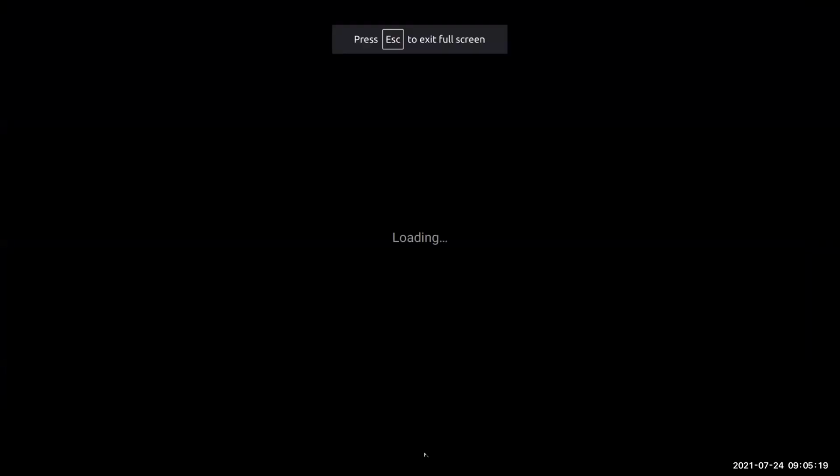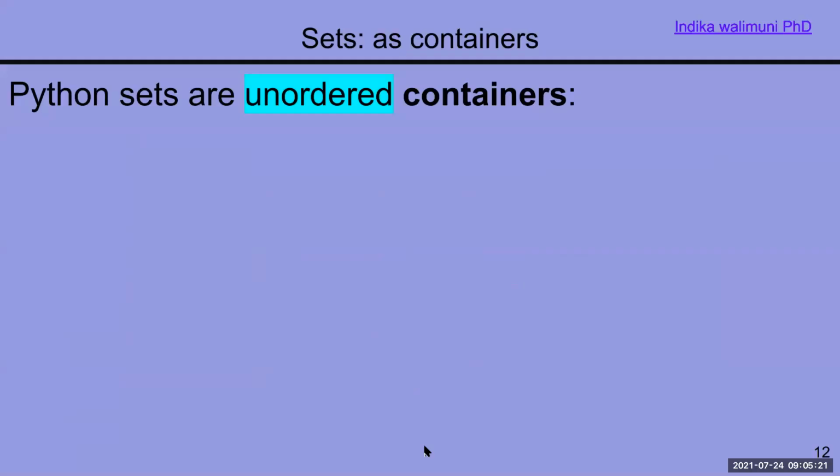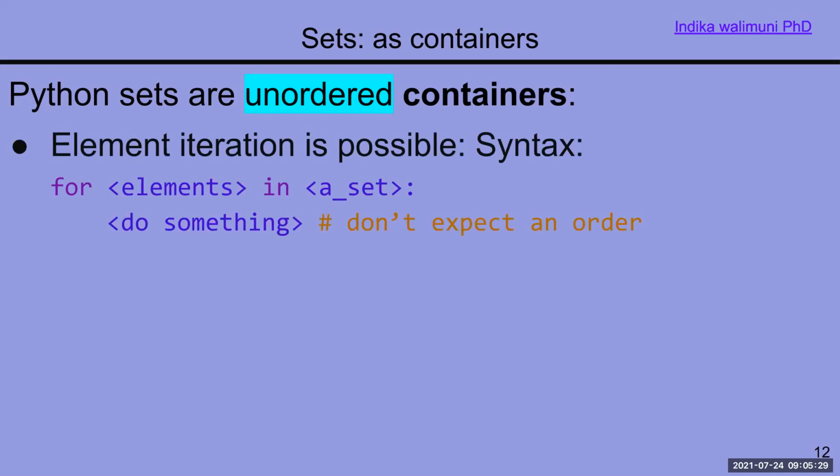So we said that sets are containers. They are unordered, but they are containers. So they are iterable objects. Basically, we can access elements by element-by-element iteration. We know that format, right? We have a for loop, for each element in the set, and we can do something.